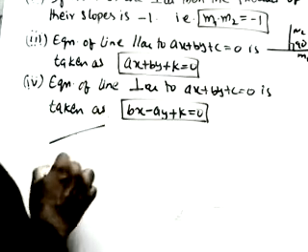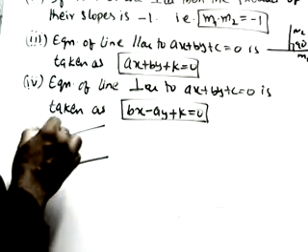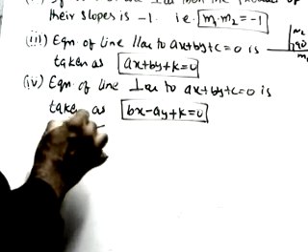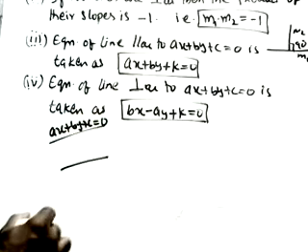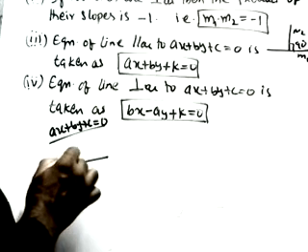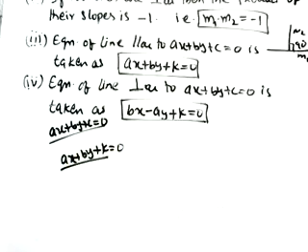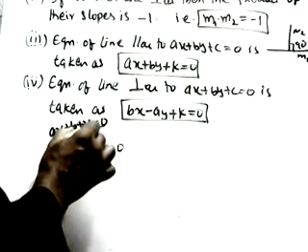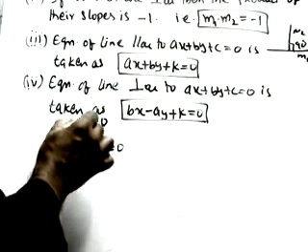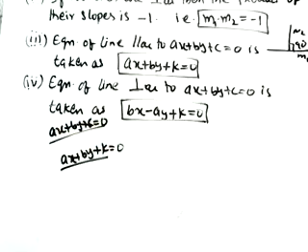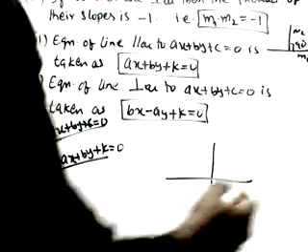Now you see the next concept. Suppose two lines are parallel. The equation of one line is ax plus by plus c equals 0. Then the equation of another line can be taken as ax plus by plus k equals 0. If two lines are parallel, then only the constant differs. Suppose one line has c, then the other line has k.